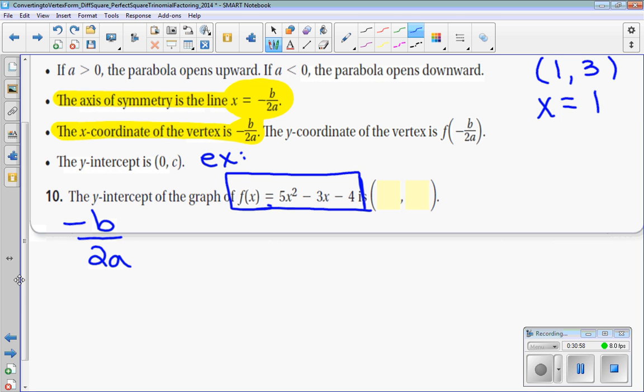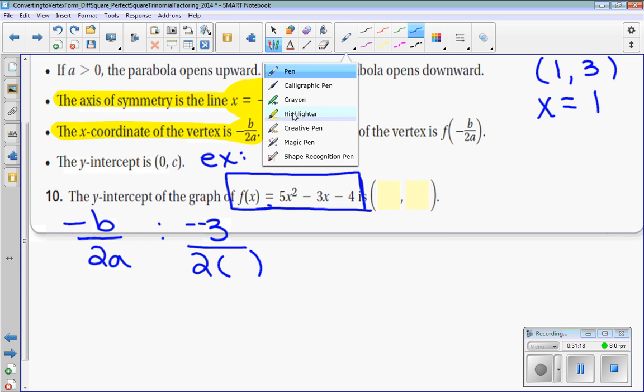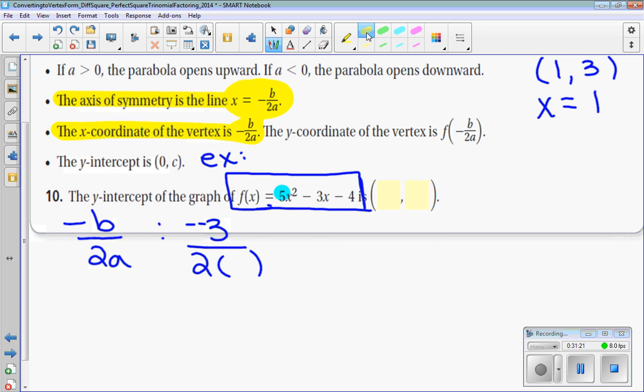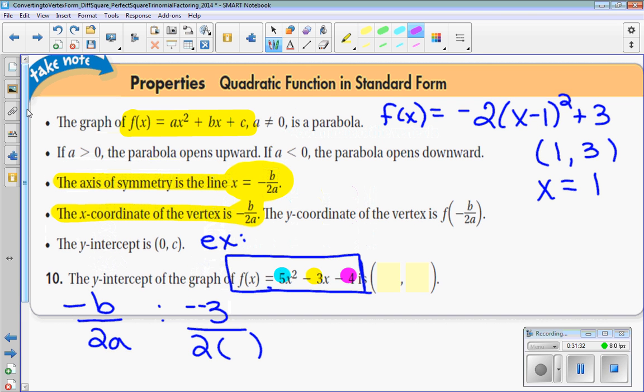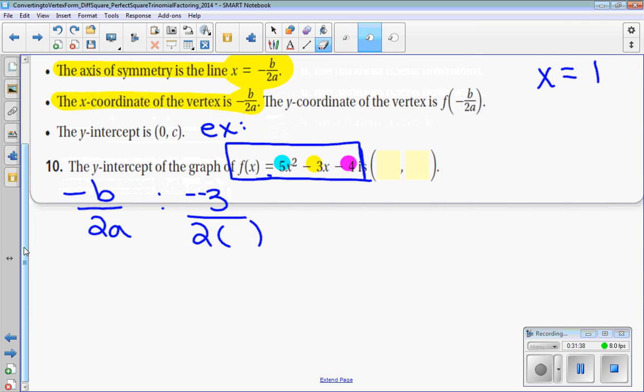What's b? B is negative 3. So in this case, I have negative 3, and it's also negative, over 2, and then what's a? Alexis? Yes. So this is a, this is b, and this is c. A is always with the x squared, b is always with the x, and c is always the constant term, which is why I had you write this formula here. A, B, C. Okay? All right, let's keep going.